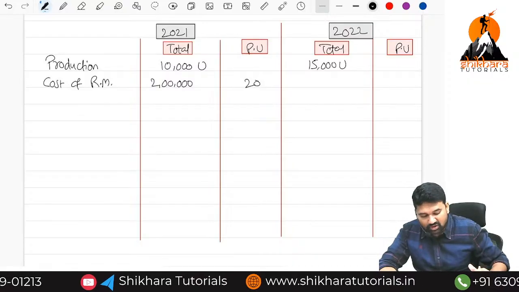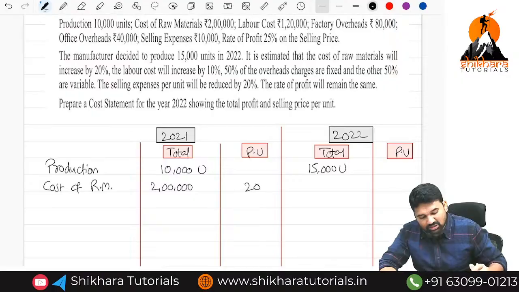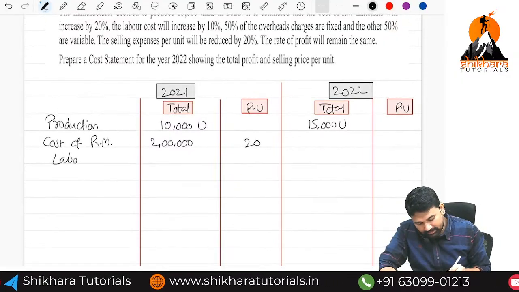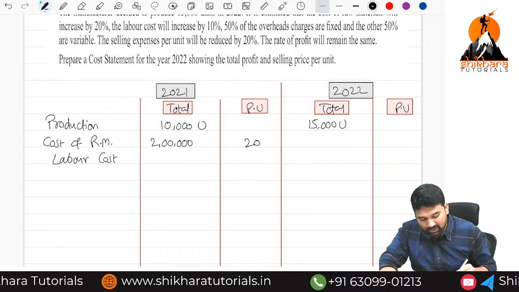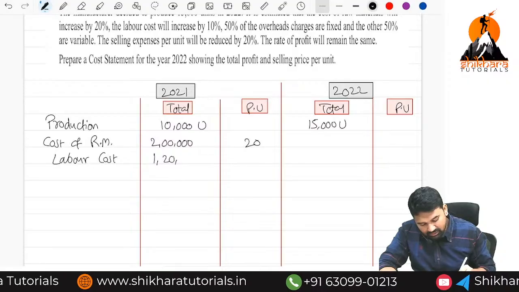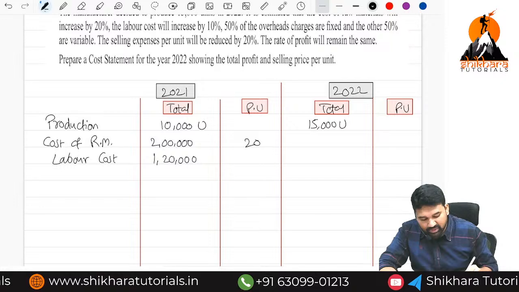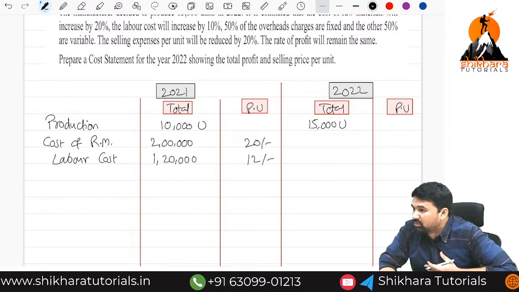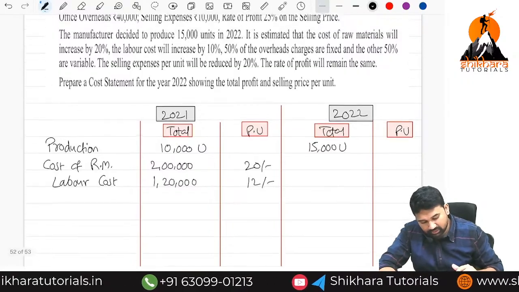This is the cost of raw material. And next one, what he has given, labor cost 1,20,000. Labor cost means direct labor only. 1,20,000 for how many units? 10,000 units. So it will be 12. How 12 arrived? 1,20,000 divided by 10,000. Very good.